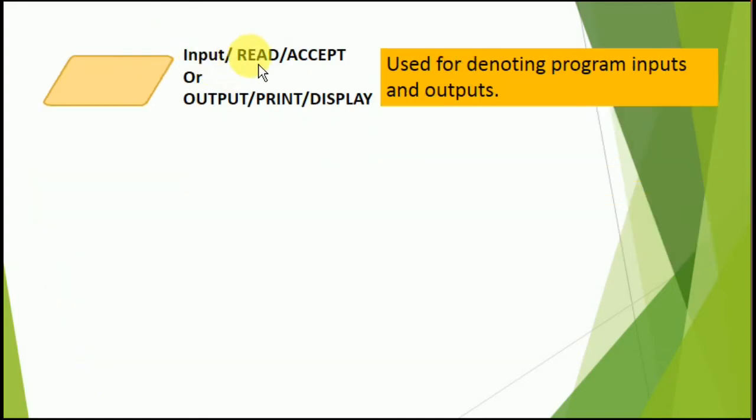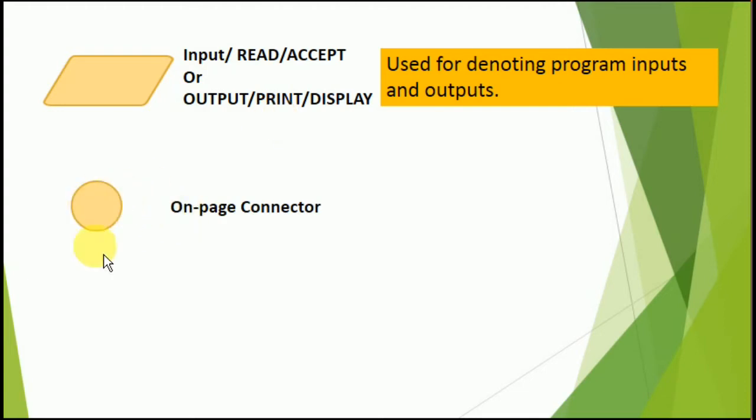This is used for input, read and accept. It is going to input the value. It is also used for output, printing and display. This is the same box used for input and the same box used for output. We are going to accept and also display. In both cases we use the same symbol.